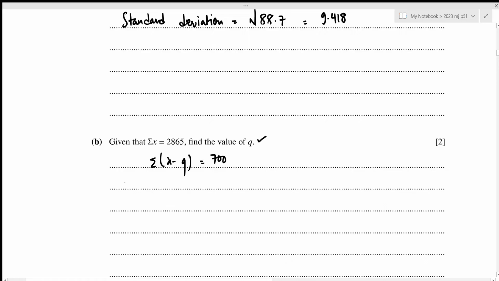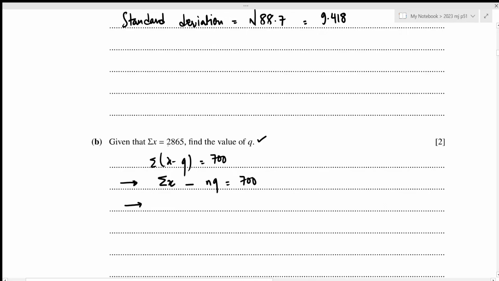Now, if we open the bracket for summation of a variable, the summation will still exist. In this case, x is a variable, right? So we have summation x, that means the sum of 50 different values of x. We repeat the same process for q. But remember that q is a constant, so a constant will have the same value. So summation q in this scenario will just mean adding the same value 50 times. So rather than writing down summation q, we can write down nq in this case.